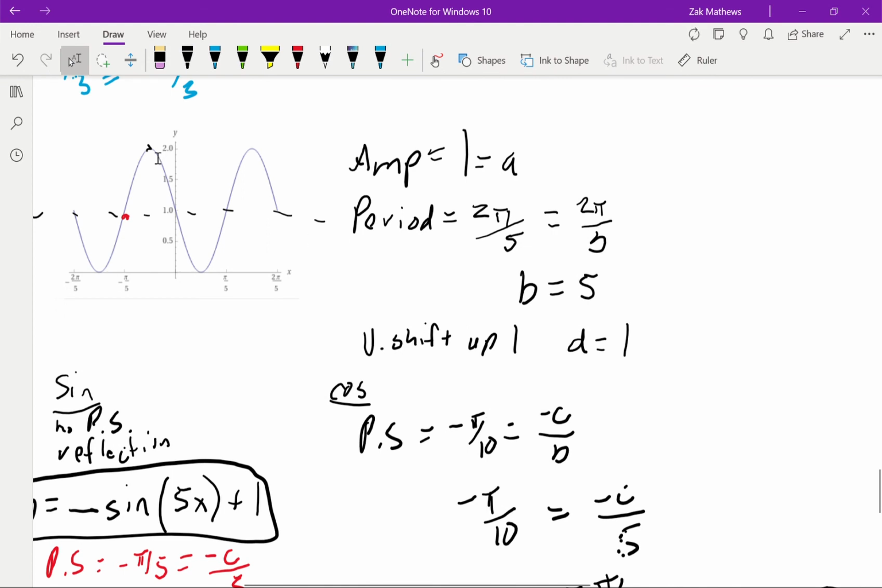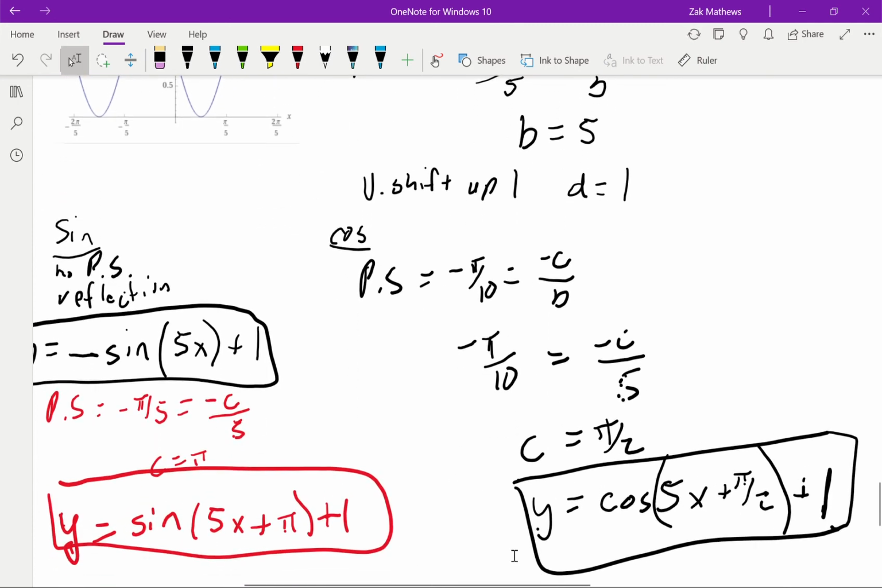I could have started the cosine at the minimum. I would have used a reflection. I would have used a phase shift there as well. And so, like we saw with the last example, there are any number of ways that we could write these sine and cosine functions.